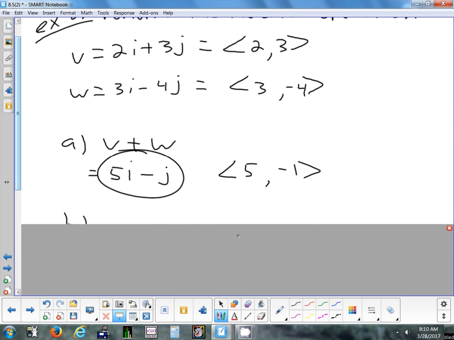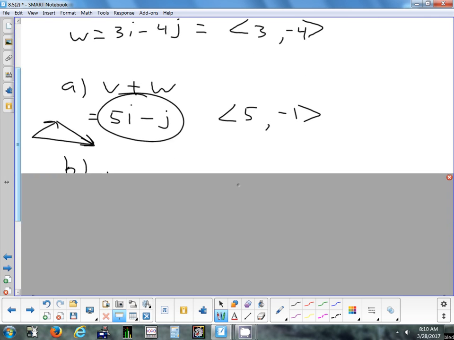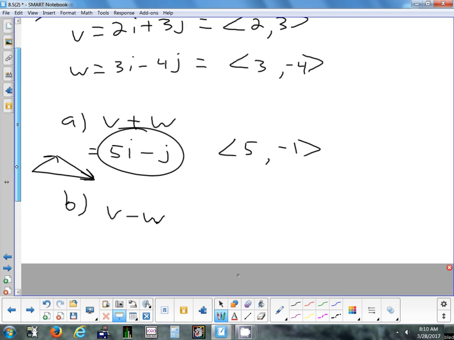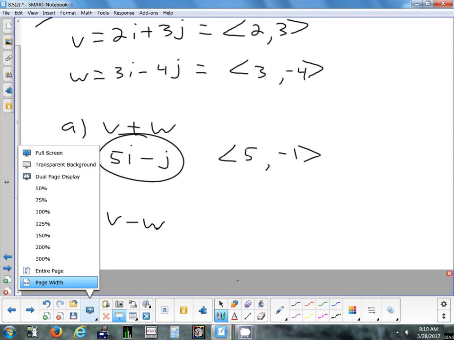So if we were going to add these the old way, we would have had to take two vectors and line them up, the end of one and the beginning of the other, and then we'd have to draw the diagonal to get the answer. But now we don't have to do that. We just use numbers. Okay, how about v minus w?